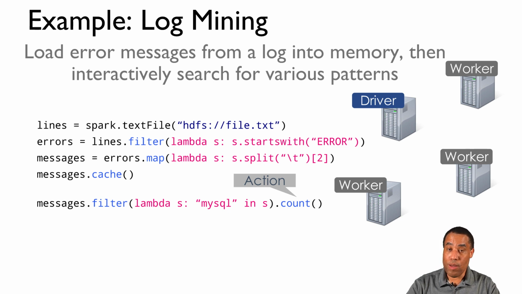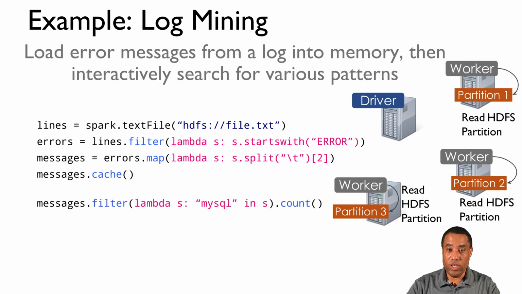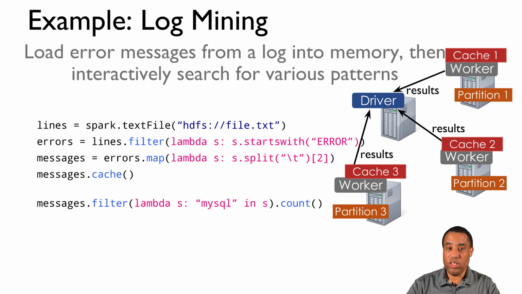And so what's going to happen? Well, the driver's going to tell all the machines, all right, read from HDFS. Each one of them is going to read into memory. Then it gives them the set of tasks to perform the filter operation, then perform the map operation. They're going to read from the HDFS partition, do the filter, do the map, and cache the resulting messages in memory. And then they'll run the filter for MySQL, count, and return the results.